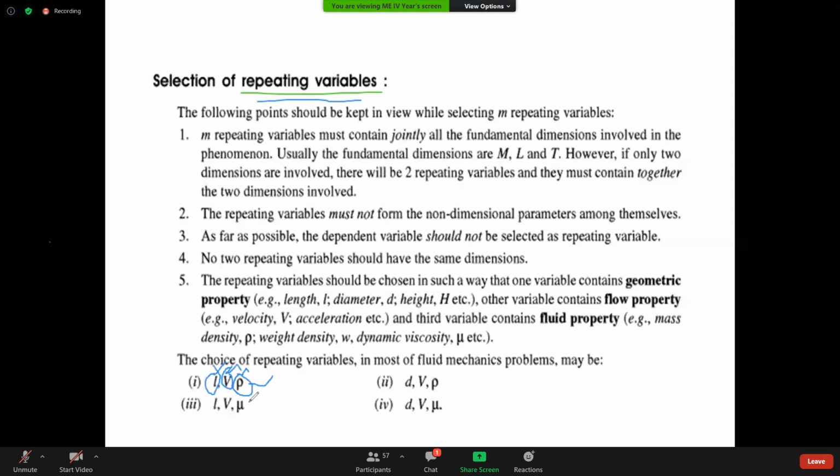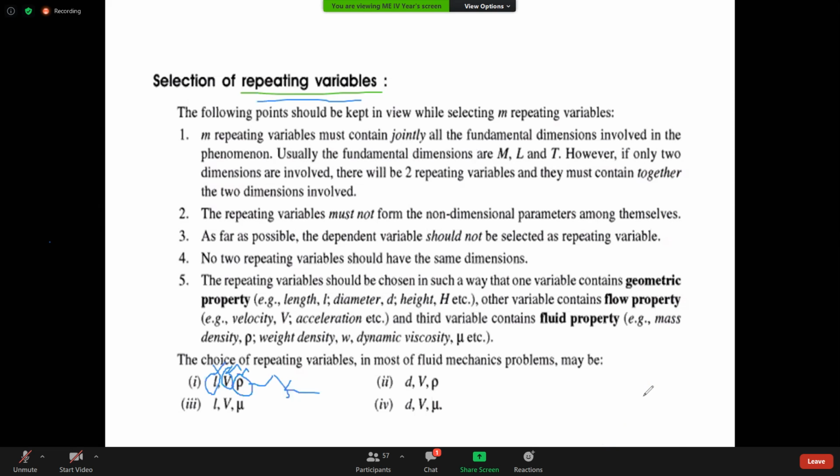Suppose thermal conductivity is given, this is a temperature based property. So like that, repeating variables need to be chosen. For example, L and H, with rho, cannot be chosen, because L and H are both geometric properties. This is a fluid property, so it needs to be replaced with a flow property. Like that you have to keep in mind.